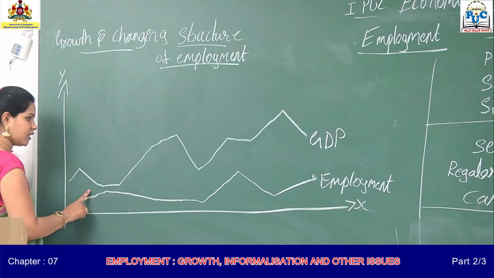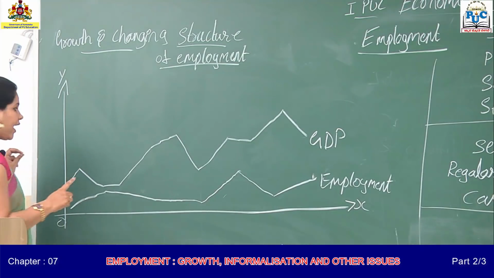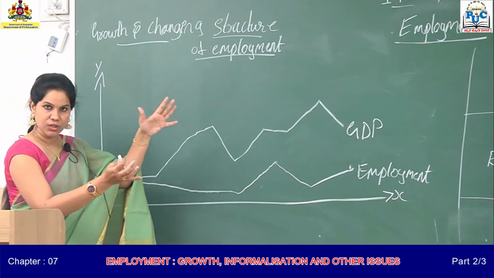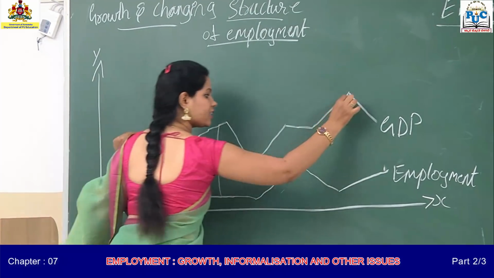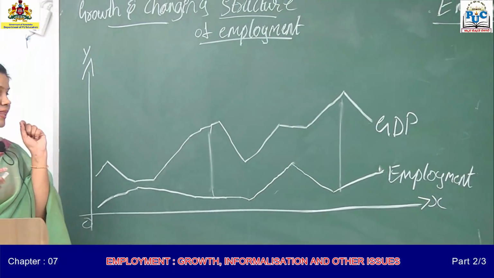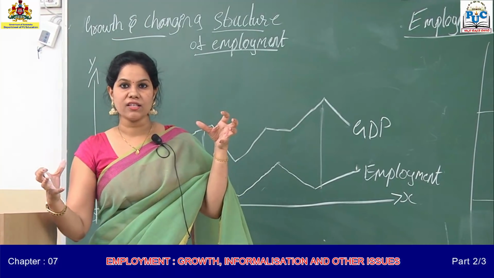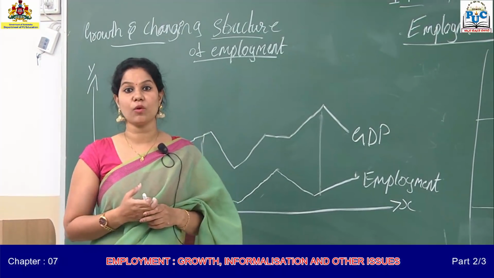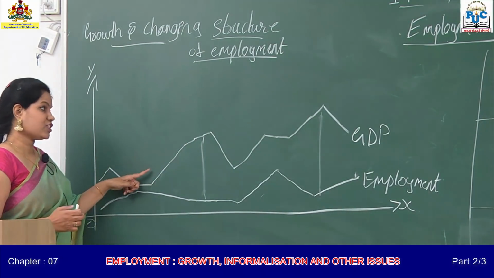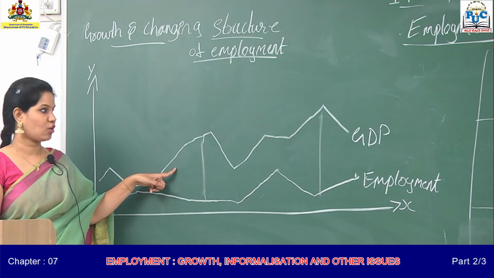You can see here, this is the employment curve, and this is the GDP line. The gap between them has widened at some of the points. Can you see this? I've just marked it. When the gap between GDP and employment widens, it is not favorable for economic development. What we get to know from this diagram is that GDP is increasing without creating many employment opportunities.